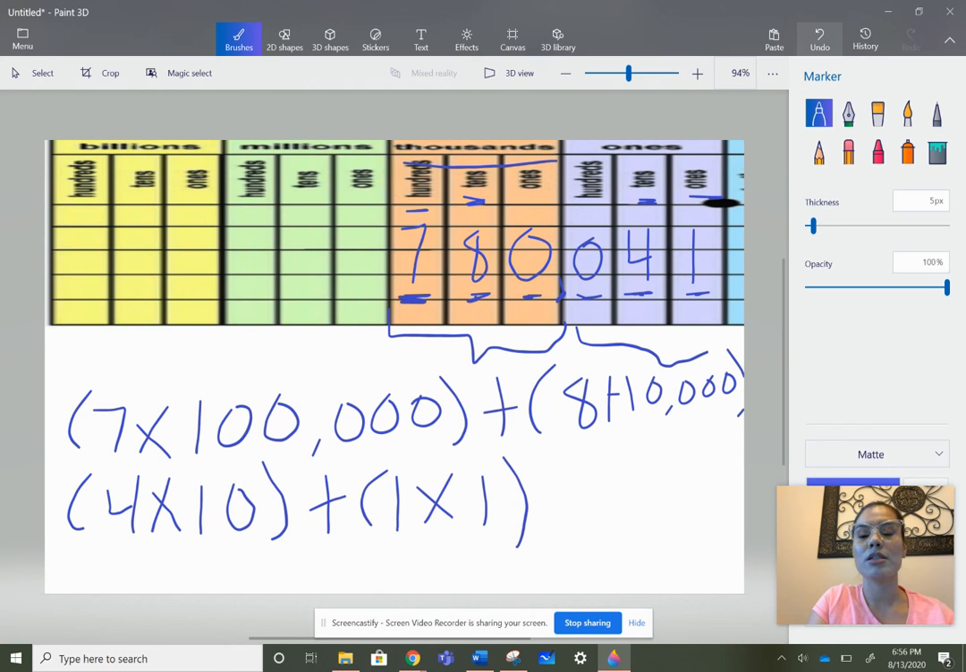So expanded notation is taking every digit in a number and multiplying it times its place value. If you ever have difficulty, it is easier to write your place value chart and then under your place value chart, write your number so you can do what I did. But if you already know your place values by heart, then you can do your expanded notation by just knowing where the place value is.